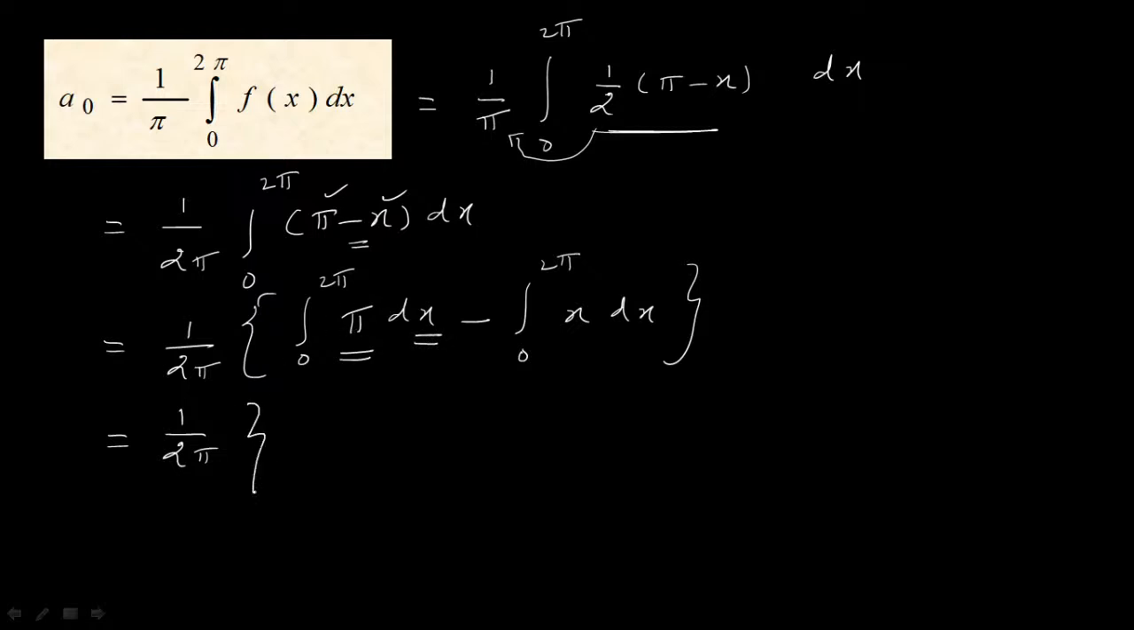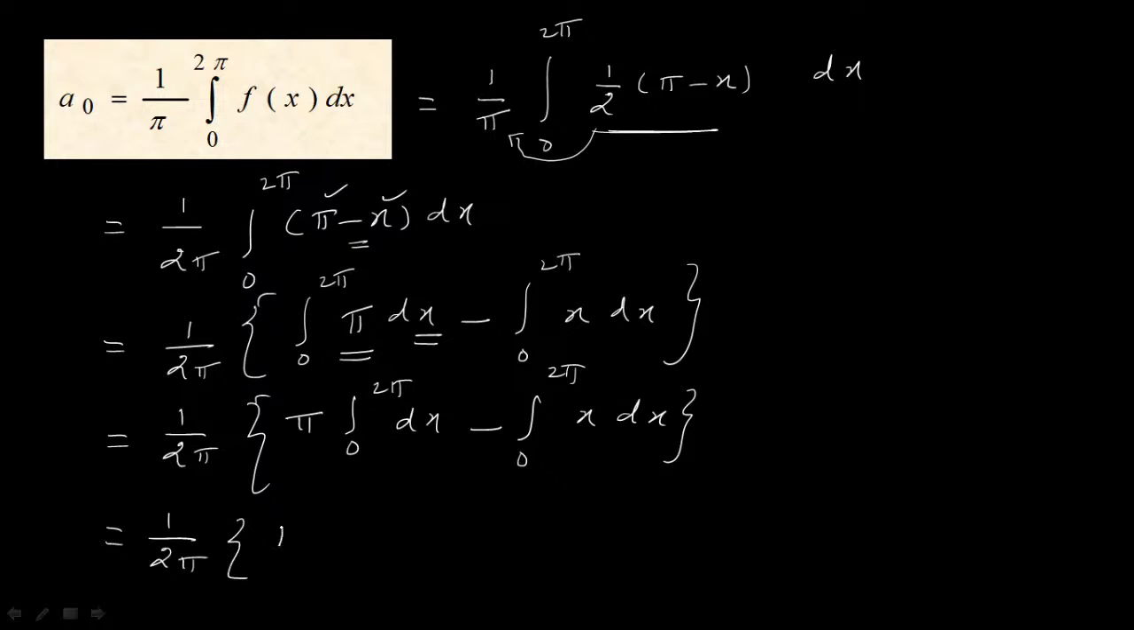What are we going to do next? You have to take it outside of the integral. If you take it outside of the integral, what do you get? Integral 0 to 2 pi, only dx alone. Minus, write this as it is. Next step we have to integrate. Now that is equal to 1 by 2 pi. While integrating, what do you get? Pi. While integrating dx, you get only x. Minus, while integrating x, what do you get?